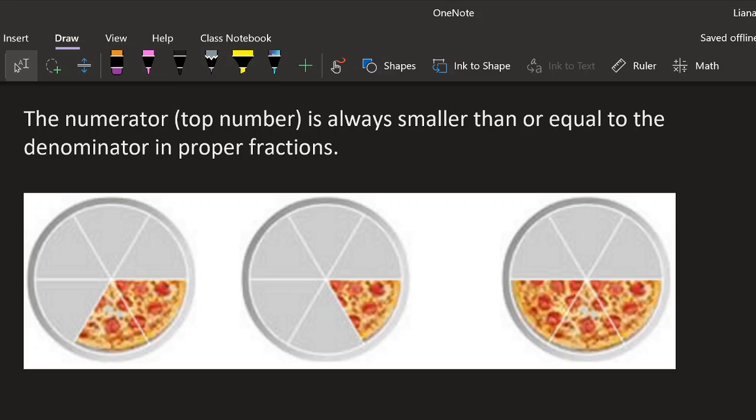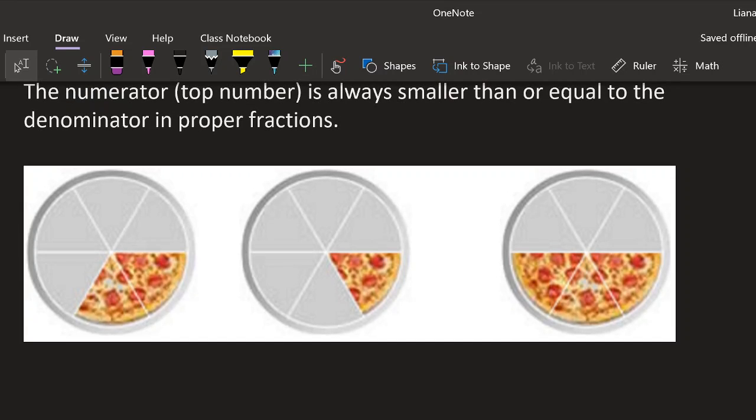So like I said, with proper fractions, which is the first type that we're going to deal with, the numerator is always smaller than or equal to the denominator. Okay, so we're always representing something that's either 1 or less. Pizza is something that we're going to see quite often when we're talking about fractions. It's just a really good visual for representing fractions, okay?